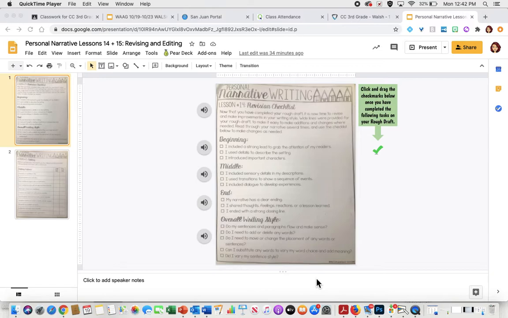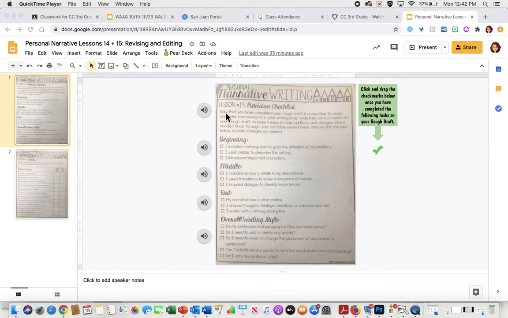Today we are going to be doing lesson 14 and 15. And in these lessons, we are going to talk about revising and editing our rough drafts to get ready for our final draft. You are going to see that this is going to be your assignment for today.